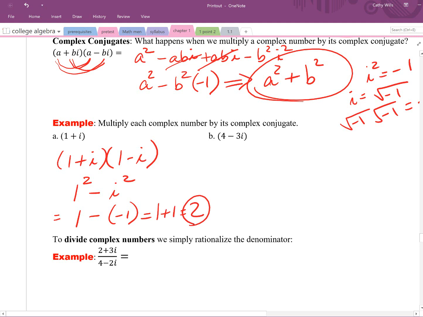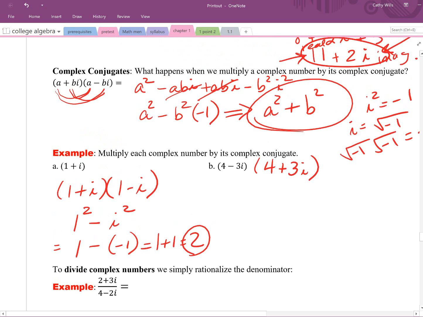All right, when you multiply 4 minus 3i times 4 plus 3i, again, I can multiply it all out like I did up here, but those middle terms are always going to cancel. Whenever you multiply conjugates, that means two binomials where the middle sign is different. Middle sign is opposite. These are not opposites, they're conjugates, okay? 4 minus 3i, 4 plus 3i.